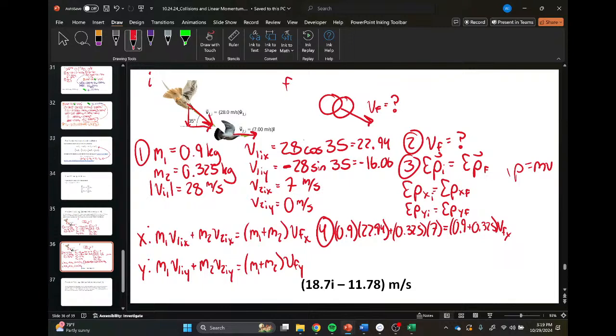All right, so yeah, you just plug the whole left side in. That gives you 22.92 equals the right side, which is 1.225. You do some division and you get an answer of 18.7 meters per second. Repeat that for the other side. Repeat that for the y.